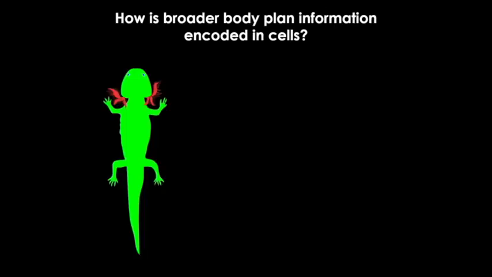OK, so part of our work in the Allen Center is really investigating this broader question. And that's how the broader body plan information is encoded in individual cells. So this is a big question, and many people here touched on this in the presentations that they gave. And this is something that we're currently addressing with axolotls.